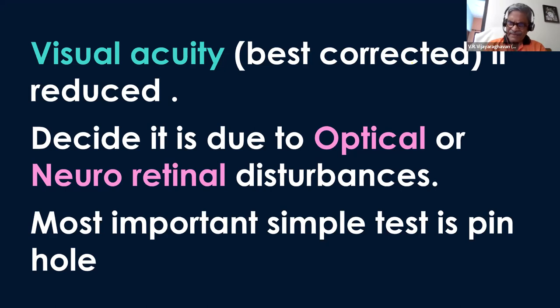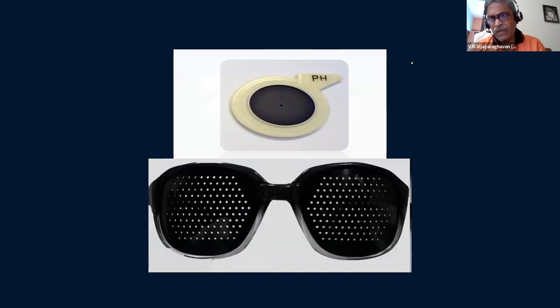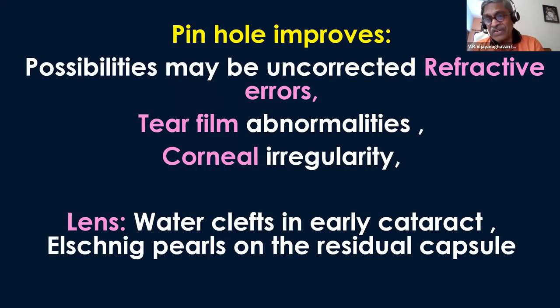A very simple test is available with all of us in our trial set itself: the pinhole. If you put the pinhole and the vision improves, that means your retina is okay. So the problem should be before the retina. One, uncorrected refractive errors. Or tear film abnormalities on the cornea; the tear film is irregular and the problem may be there. So when the pinhole improves, think about uncorrected refractive errors, tear film abnormalities, or corneal irregularities.